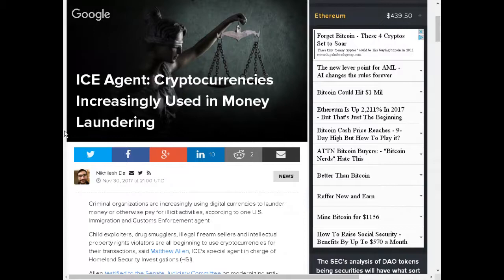Read the article. It talks about child exploiters, drug smugglers, illegal firearm sellers, and intellectual property right violators. And I have a feeling that most of it has to do with drug smuggling and intellectual property rights violations. As far as illegal firearms, maybe, especially if you're talking about the Mexican border. Child exploiters, I don't know.